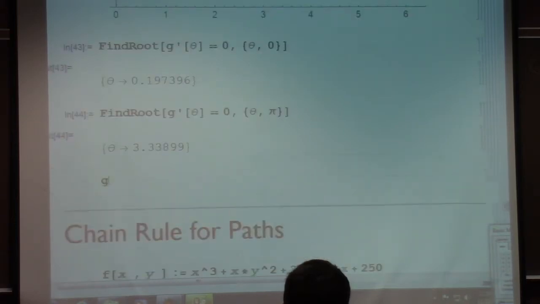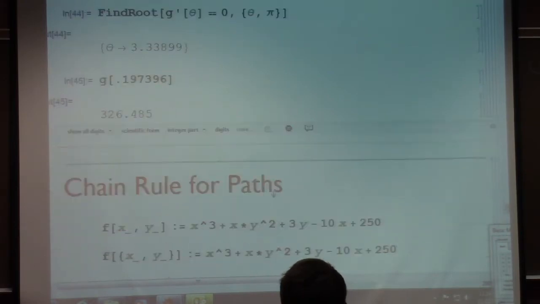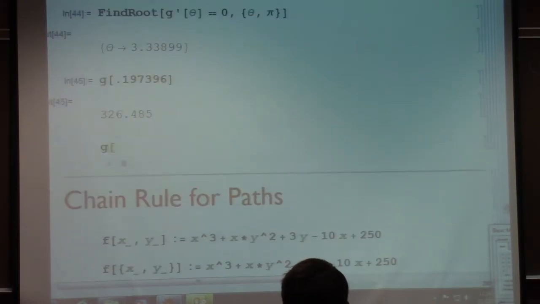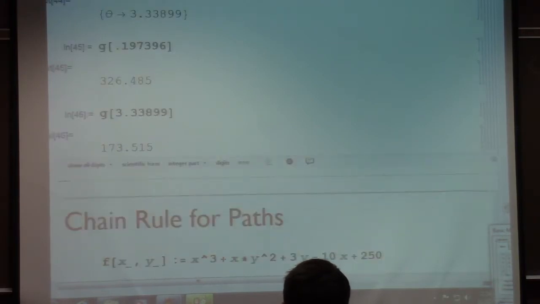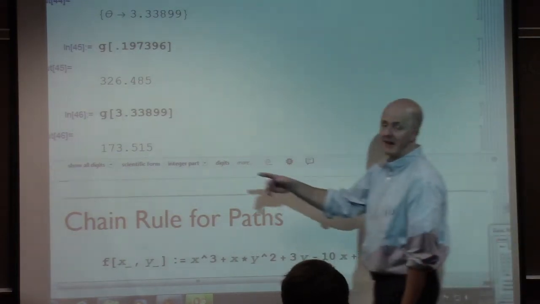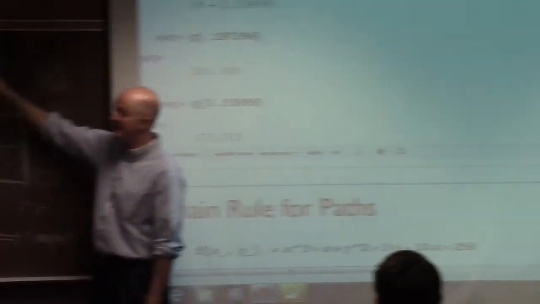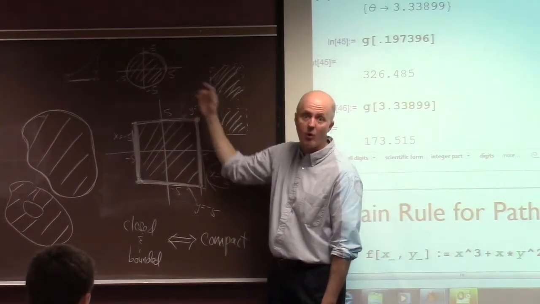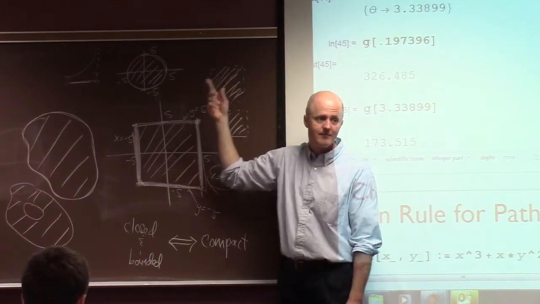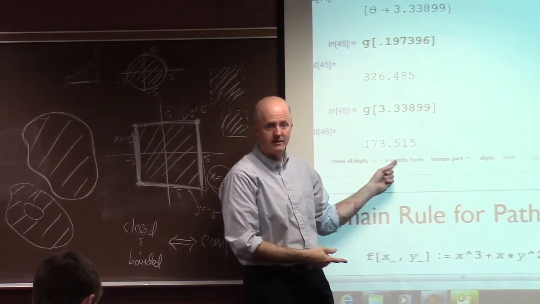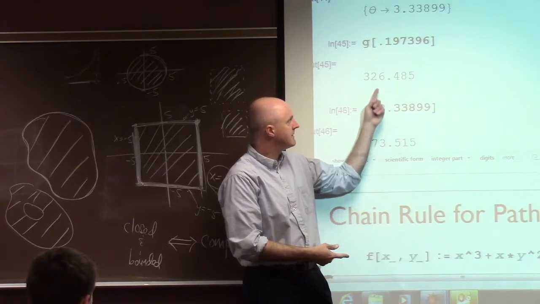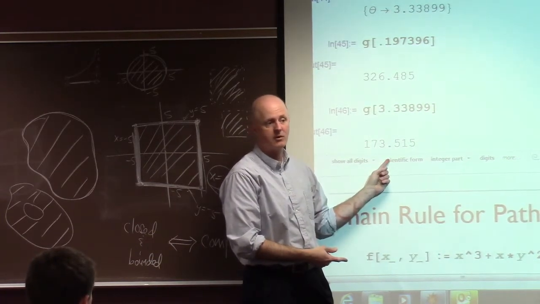So approximately, the global max value on this disk, or excuse me, on the circle, is about 326.485, and the global min, 170 something, yep, 173.515. And those will be the global max and min over the entire disk as well, because the theorem says that either occur at the critical points in the interior or along the boundary. Bigger and smaller than what happens at the critical points. That's got to be the approximate global max, and this has got to be the approximate global min.